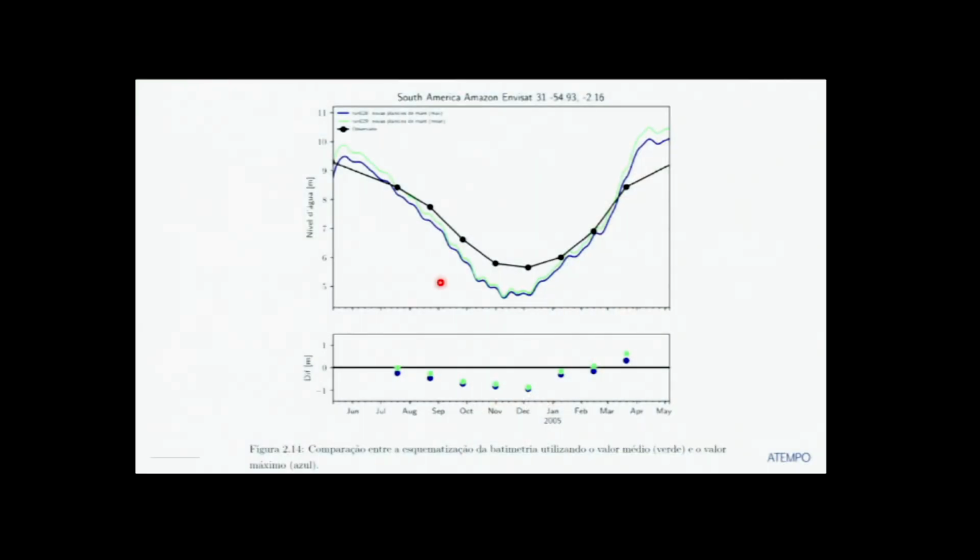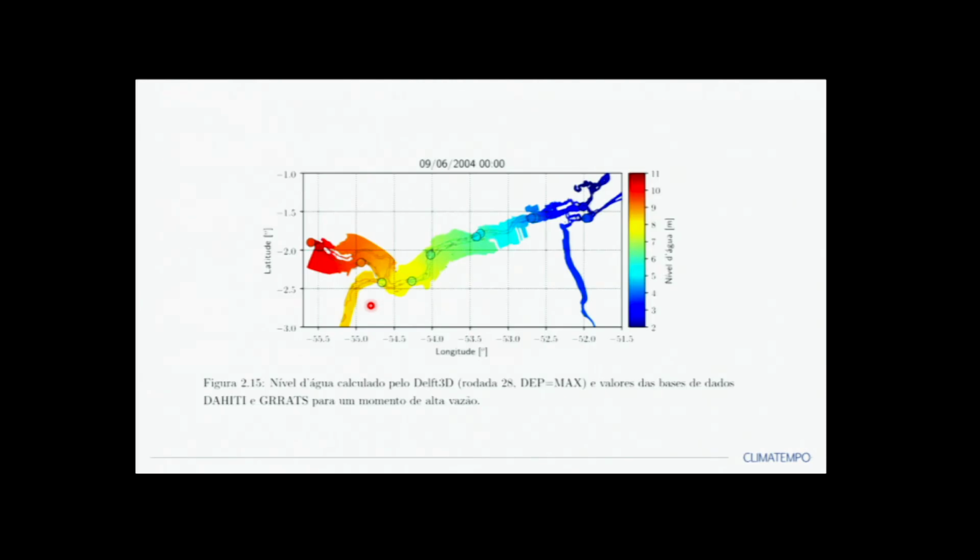And so we have a lot of comparisons also between, this is a bathymetric comparison, the runs and what is observed, for example, there. And here is all the floodplain, and the round circles here are the values estimated from the satellites, and then the water level predicted by the Delft3D model. Okay. So this is for one run.